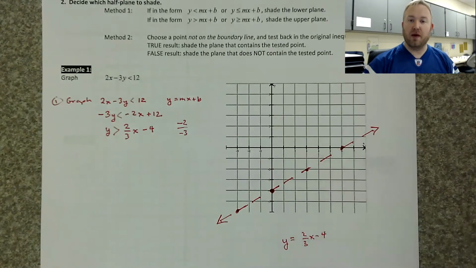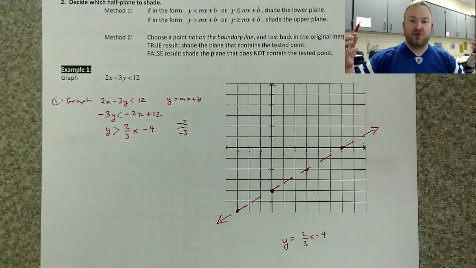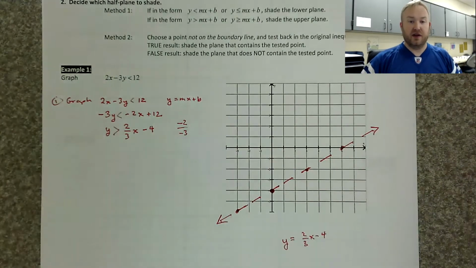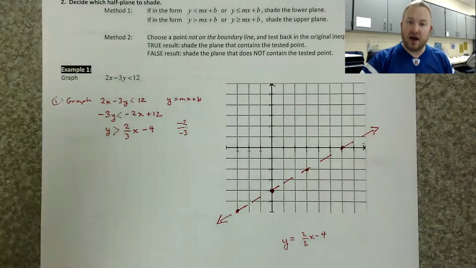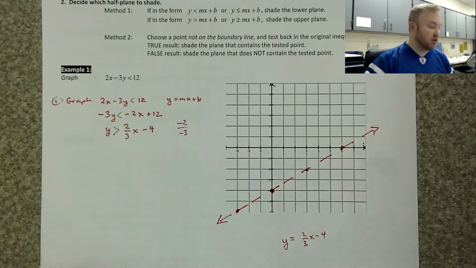Now there's a couple ways that we can determine where those solutions are. One way is to just pick a point, find if it's a solution. If it is, great. That's the side the solutions are on. If that point is not a solution, then fine, the solutions are on the other side. See how that works? So let's check a point.